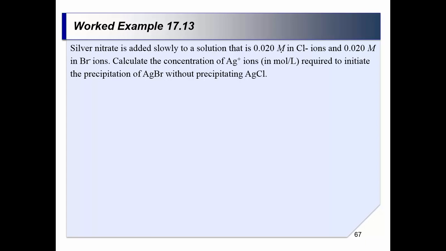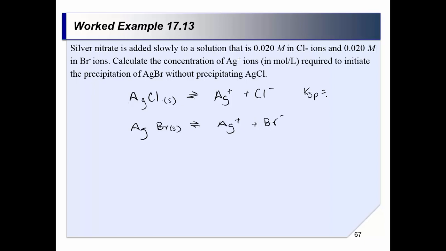So we need to look at the differences here between our silver chloride and silver bromide. The silver chloride, of course, forms our silver and chloride ions. I'm going to leave the phases off. Silver bromide forms silver and bromide. They're all the same charge. Now the Ksp of silver chloride is 1.6 times 10 to the negative 10. The Ksp of silver bromide is 7.7 times 10 to the negative 13.